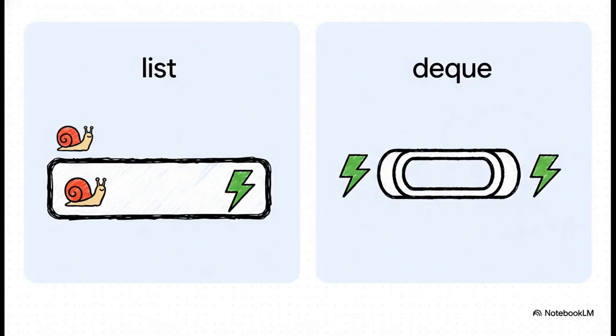So let's just lay it out side by side. A list is fast on the right side, but it's a snail on the left. A deque, on the other hand, is optimized for speed on both ends. It has these append left and pop left methods that are just as fast as their right-sided cousins. So, bottom line, if you're building any kind of queue where items come in one end and go out the other, deque is the obvious choice.